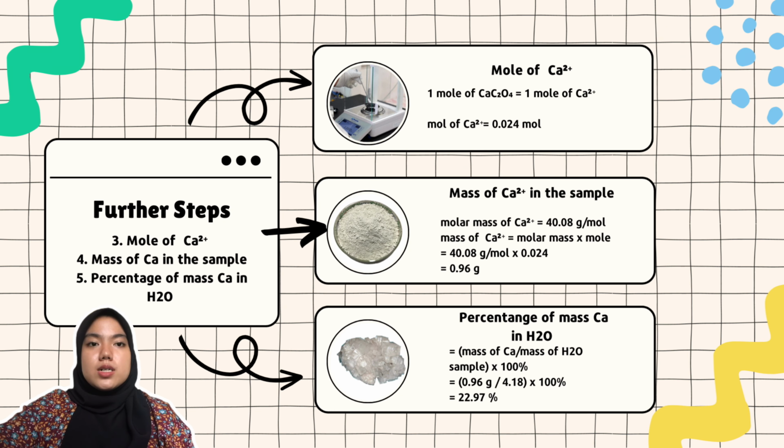The further step is to find the mole of calcium ion. We have concluded that 1 mole of calcium oxalate is equal to 1 mole of calcium ions as we constructed in the balanced chemical equation before, so the answer remains unchanged, which is 0.024 mole. Last but not least, to find the mass of calcium ion in the sample, we have to find the molar mass of the calcium, and then we have to multiply it with the mole we obtained before. So the answer is 0.96 gram.